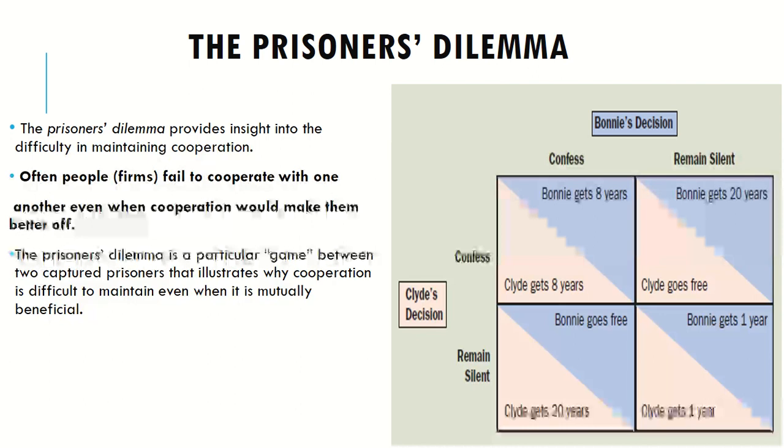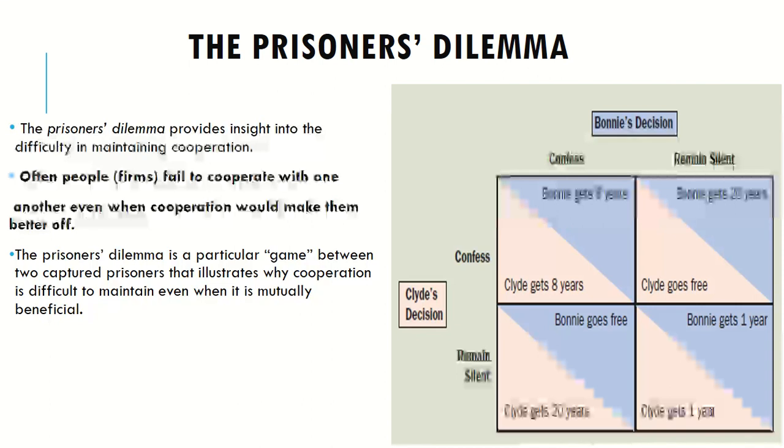Another situation is when Clyde remains silent and Bonnie confesses, then Bonnie goes free and Clyde gets 20 years in jail. The last option is where both remain silent and both of them get 1 year in jail. What is the best strategy for both of them here?